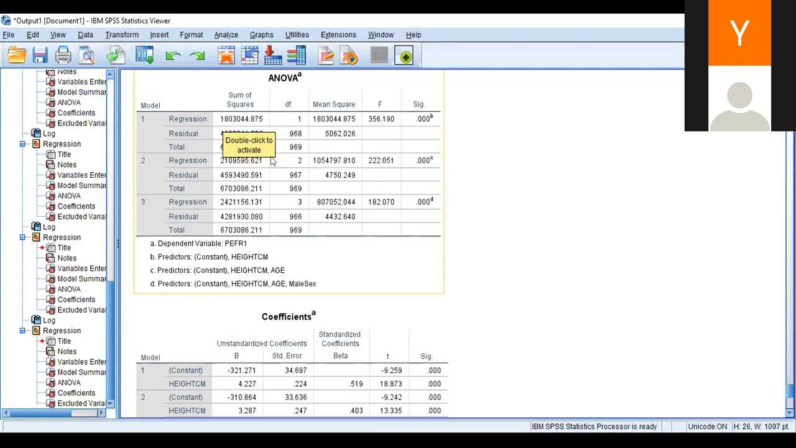Because the total sum of square is 6,703,086.211. That's the total. So the first variable, which is the height, explains 183,044 point something of it. When you added the other one, it jacked it up. The total is 6.7 million, so this one accounted for 1.8, then when you added the next, it accounts for 2.something million variation. Then when you add the third one, it accounts for 2.4.